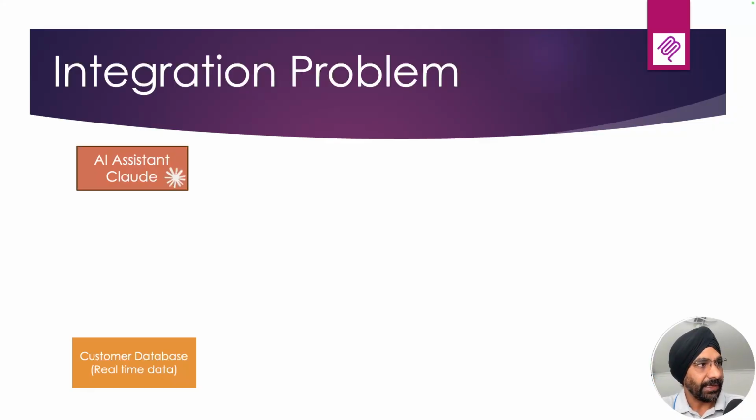Let's say you have an AI assistant such as Claude, okay? It needs to access some data, okay? A customer database. Why do I say the AI assistant Claude needs to access the customer database? What does it have to do with real-time data?